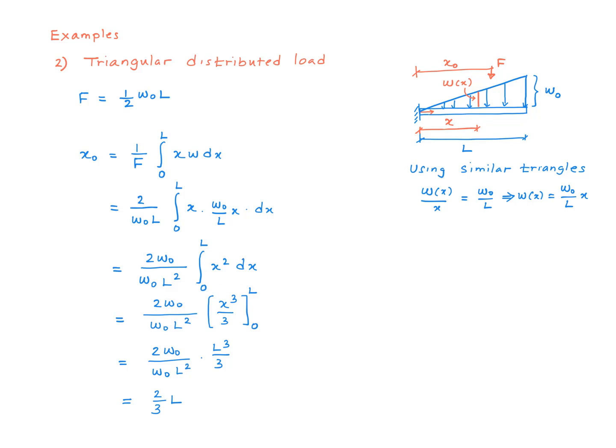Integrating x squared, I get x cubed over 3. Now applying the limits and simplifying, we get 2/3 L. In other words, the point load F acts at 2/3 L from this point right there. So if I were to consider this as the vertex of the triangle and this as the base, the distance to F is 2/3 from the vertex, 2/3 of the height of the triangle. And obviously if I were to measure it from here, that will be 1/3 of L.